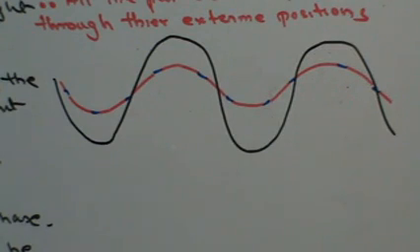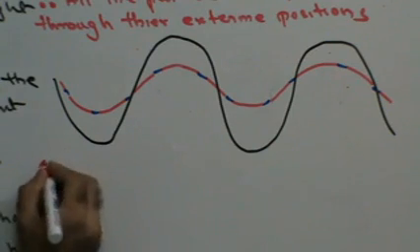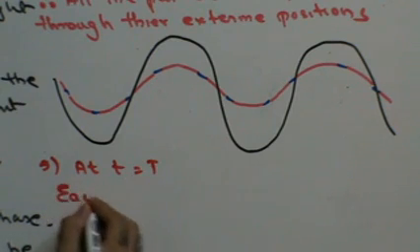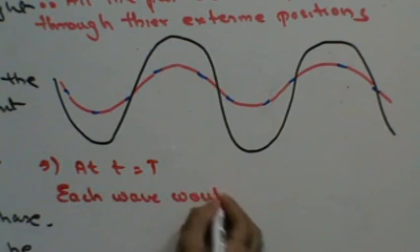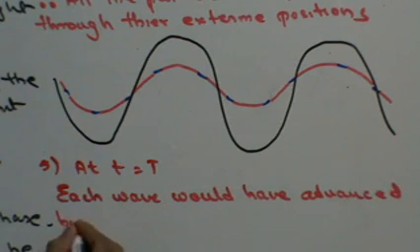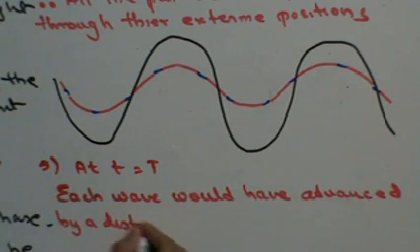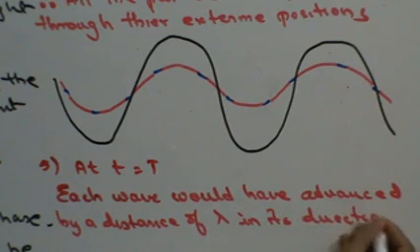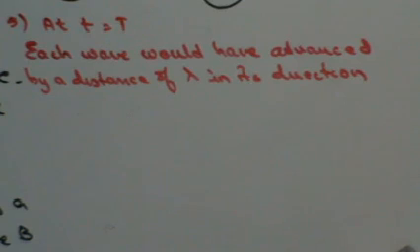Finally, at condition t equal to T, each wave would have advanced by a distance of lambda in its direction. One would have moved by a distance of lambda in one direction and the other by a distance of lambda in the other direction, and as a result the crest of one will fall on the trough of the other and all the particles will be in mean position.